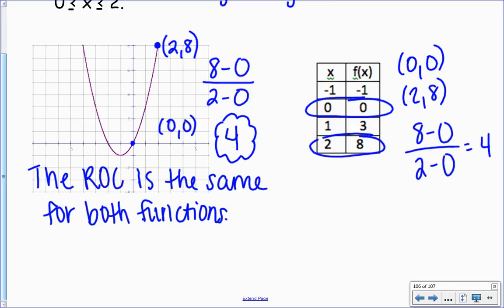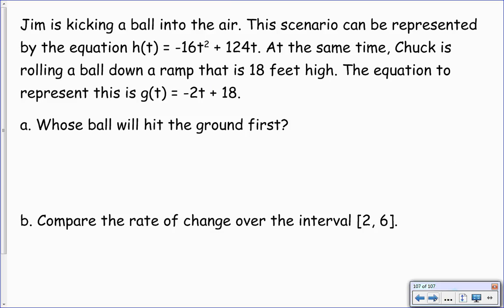Alright, for the last example, this one is actually comparing a quadratic to a linear function. So this is something that we haven't really done yet. So if you look at the problem, it says Jim is kicking a ball into the air. The scenario can be represented by this equation. So here's Jim's equation. There's Jim. At the same time, Chuck is rolling a ball down a ramp that is 18 feet high. The equation to represent this is g of t equals negative 2t plus 18.